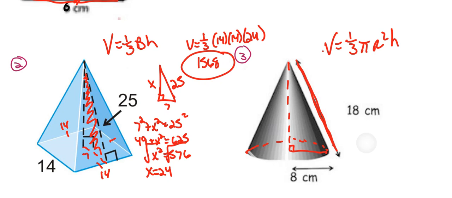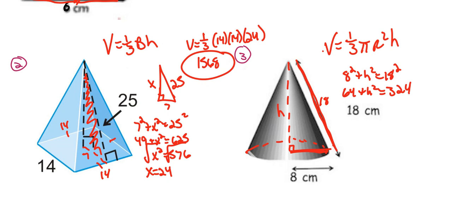So, excuse me, I'll put my h here. The base is going to be 8 because 8 is the radius here. To figure out this missing side, I'm going to use the Pythagorean Theorem again. This here is 18, the slant height. I'll just write it a little closer so it doesn't look so far away. So it's going to be 8 squared plus h squared equals 18 squared. 64 plus h squared equals 324.